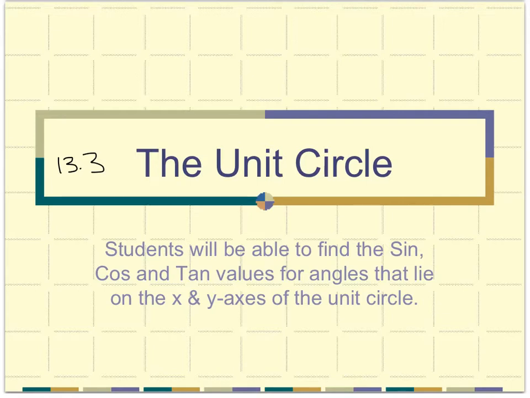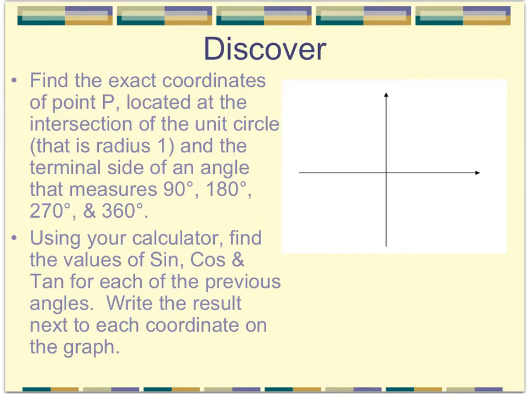So what we're going to be able to do is use our special triangle values, the 30-60-90s and 45-45-90s, to find angles that are a part of a circle. Okay, we've already kind of done this. So what I'd like for you guys to do, using your calculator, if you follow along with the screen, is find the exact coordinate of a point located at the intersection of a unit circle.